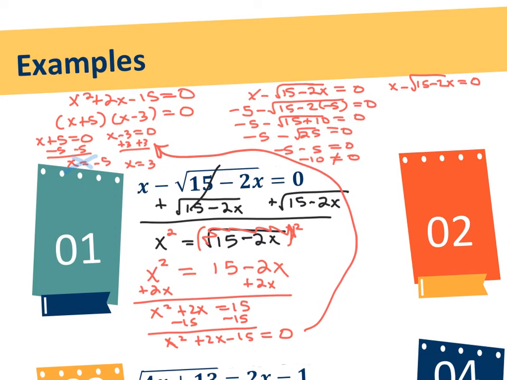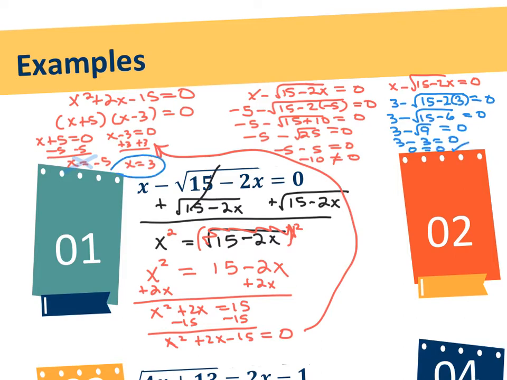Now I need to double check the 3. So again, I've already set up my equation. Let me go ahead and just plug in the positive 3. So 3 minus the square root of 15 minus 2 times 3, and that's still under the square root. So 3 minus the square root of 15 minus 6. 3 minus the square root of 9. Square root of 9 is 3. 3 minus 3 is 0. This one works. So x equals 3. That is the solution for this radical equation.